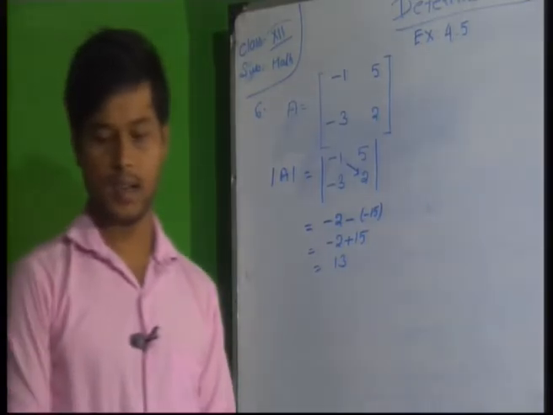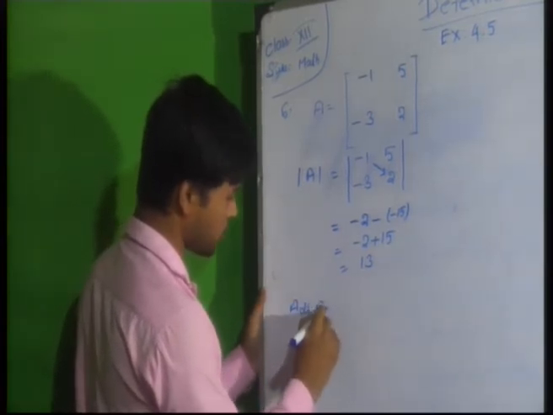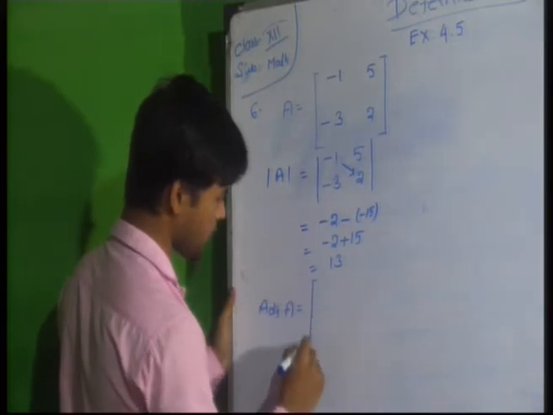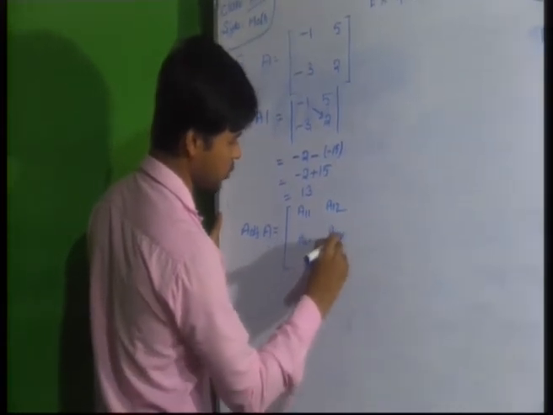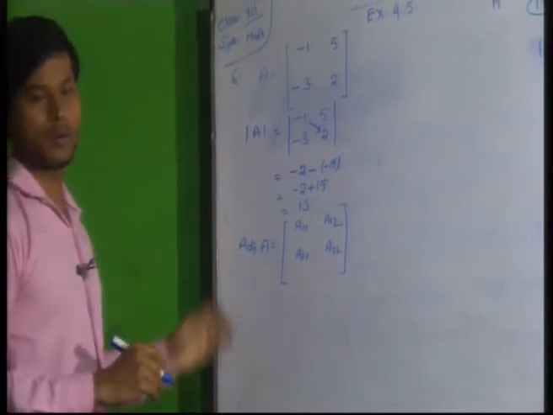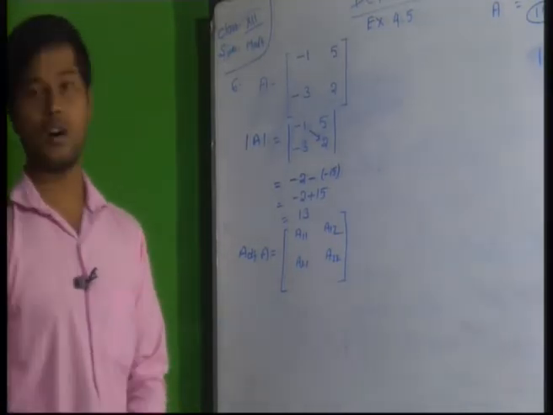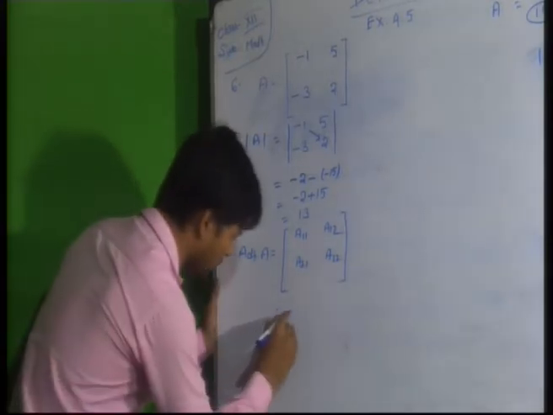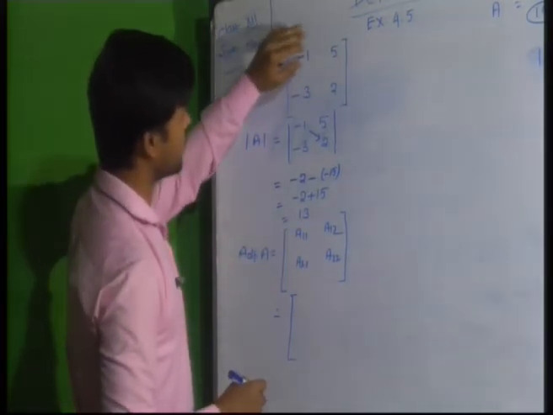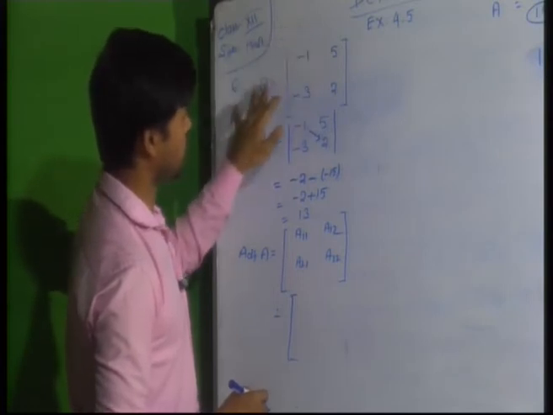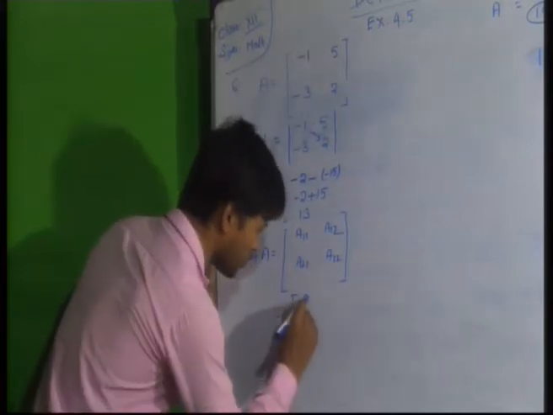Now we have to calculate the adjoint of the matrix A. The adjoint of A is, by the formula, A11, A12, A21, A22, whole transpose, where capital A11, capital A12, in general capital Aij, is the cofactor of small aij. Okay, so calculate them. Capital A11 is equal to, if you delete the first row and the first column from the matrix A, the remaining number will be the cofactor of this element. So that is equal to 2.